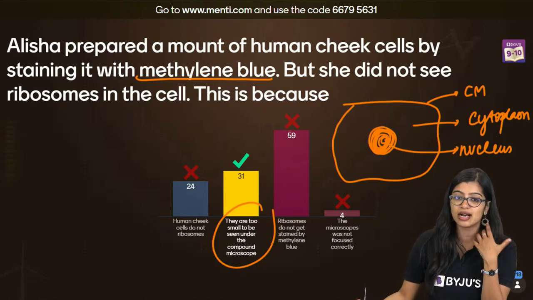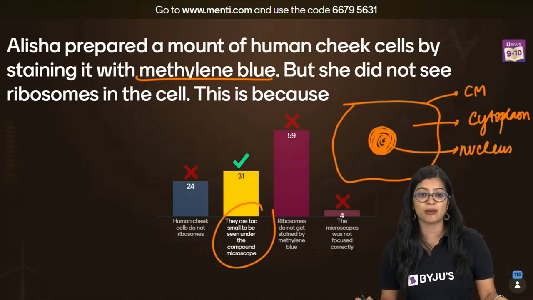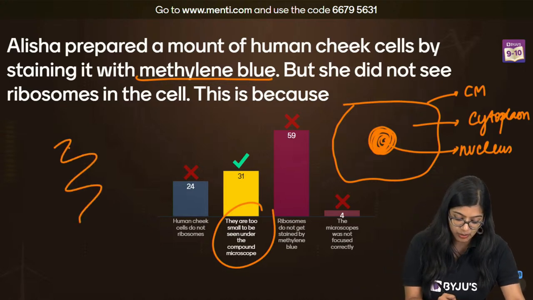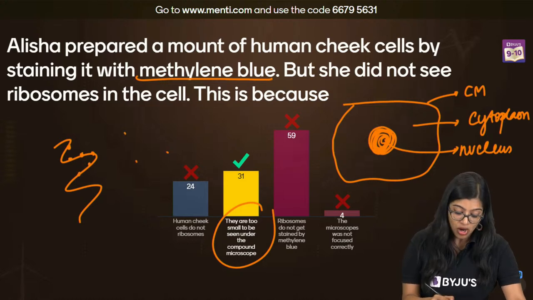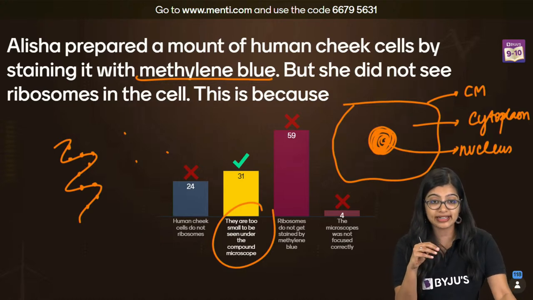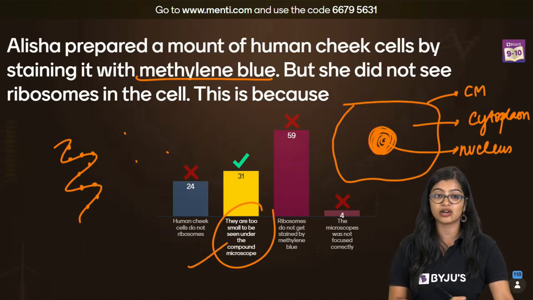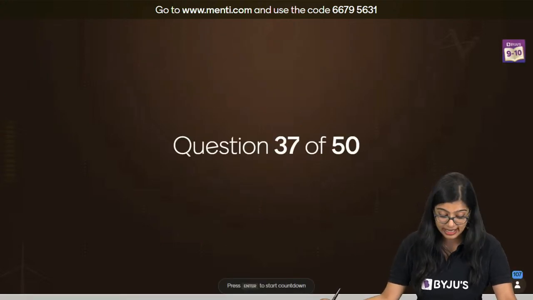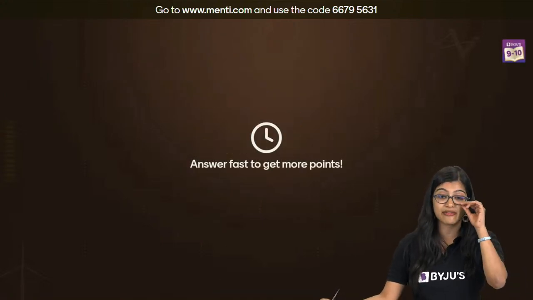So are we all clear? I'll give you some tips and tricks for the biology exam also, don't worry. At the end of the day, ribosomes are tiny structures found either free floating or on the surface of the endoplasmic reticulum, which is why the correct answer here is option B. Now let's move on to the next question, question number 37, everyone.